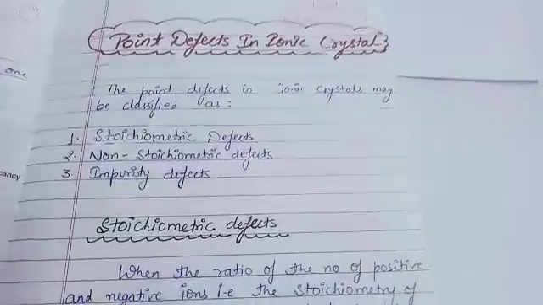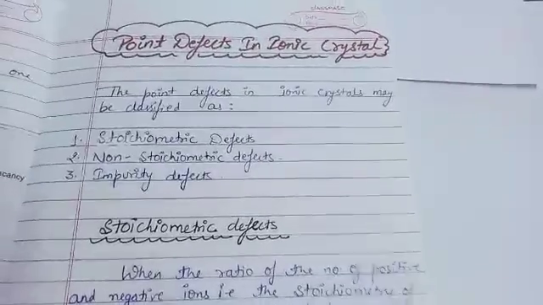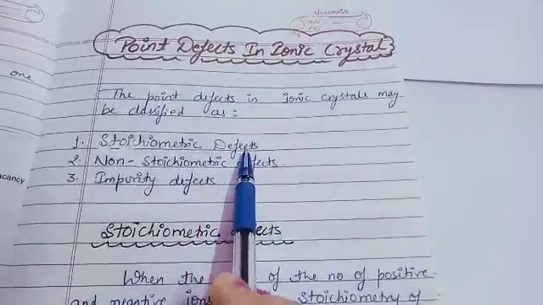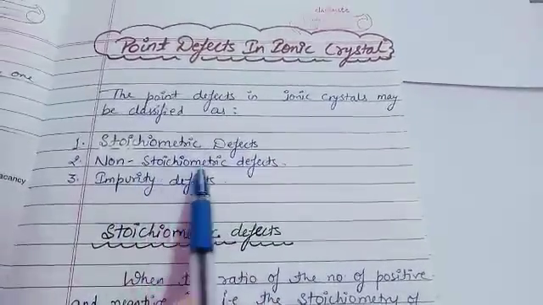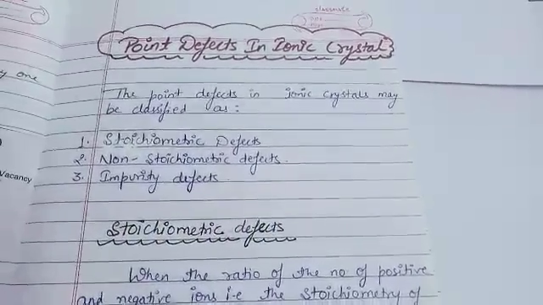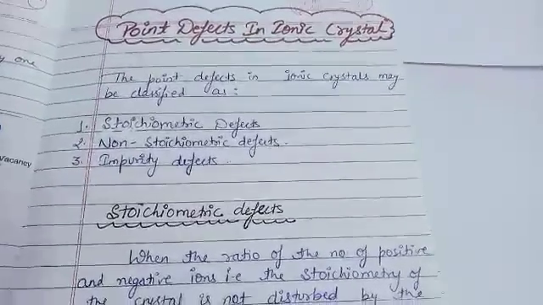Now, point defect in ionic crystal is classified into three types. One is stoichiometric defect, second is non-stoichiometric defects, and next is impurity defect. First of all, we'll study stoichiometric defect in detail.